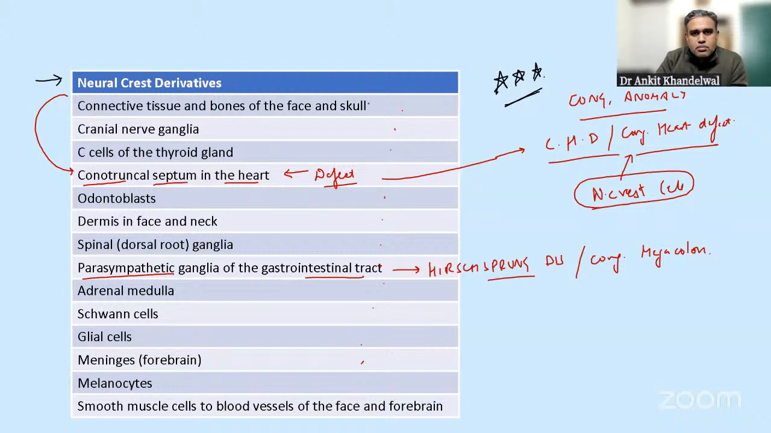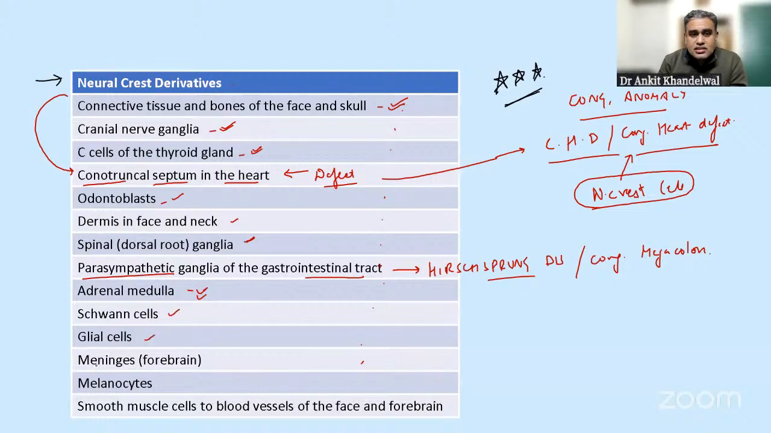Connective tissue and the bones of the face and skull you can easily see. Then you have cranial nerve ganglia. There can be problems which you might not easily elicit in a newborn child, but you have to keep that in mind. Then the thyroid gland. Understand? Odontoblasts in the teeth, dermis in the face and neck, spinal dorsal root ganglia. Again, the sensory pathway of the spinal nerve pathway can be damaged. Adrenal medulla, understand this. There can be tumors regarding this. Schwann cells, again of the nervous system.